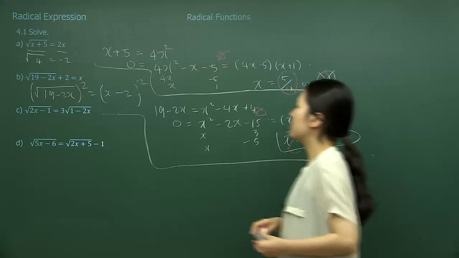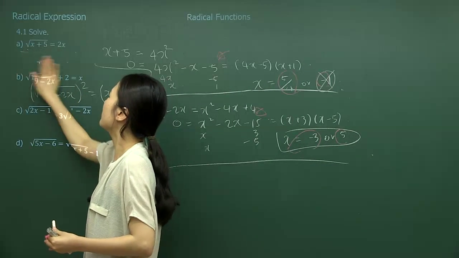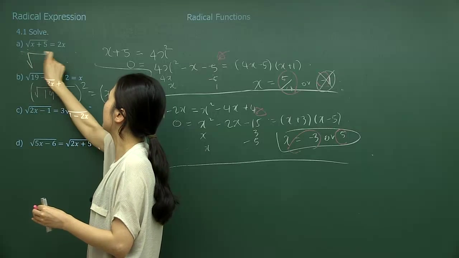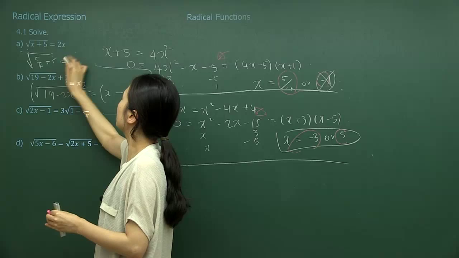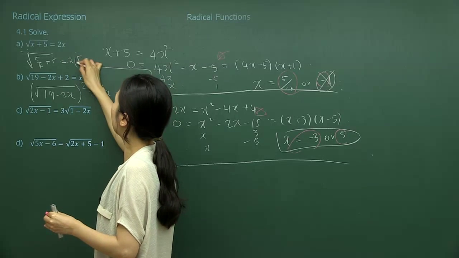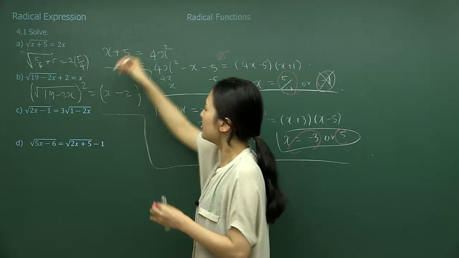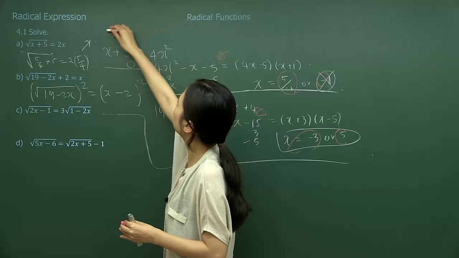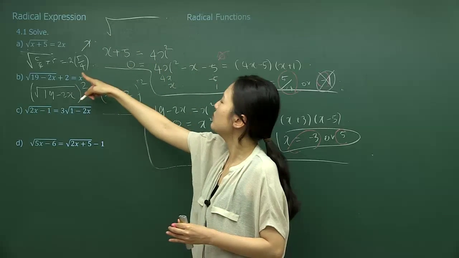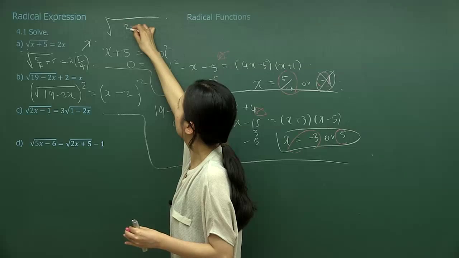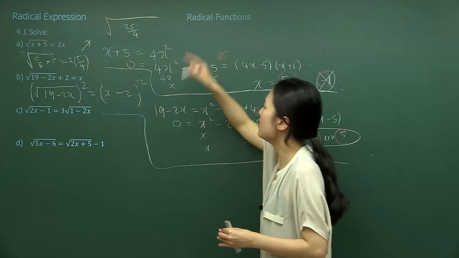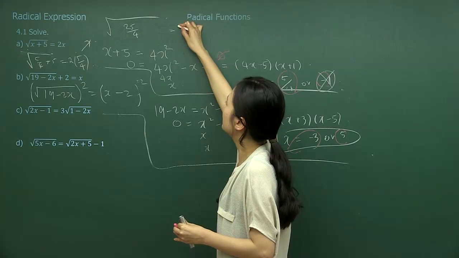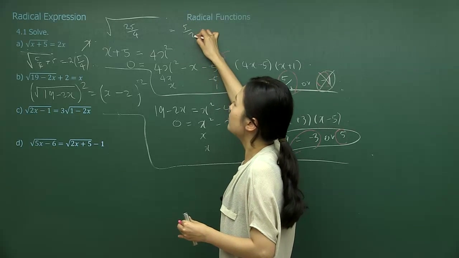What about 5 over 4? 5 over 4 will give you 5 over 4 plus 5 equals 2 times 5 over 4. And that will be 25 over 4, right? Because 5 equals 20 over 4, and that will be equal to 5 over 2, isn't it?